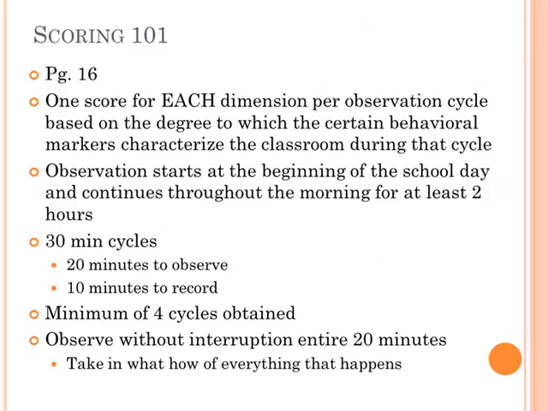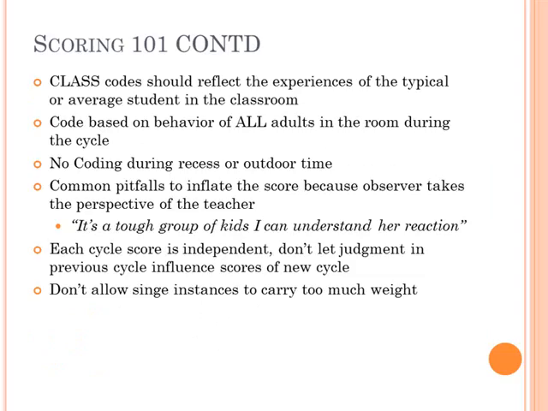Minimum of 4 cycles obtained. Okay? So again, you have to do it for a minimum of 2 hours. In other words, 4 cycles. Okay, let's see. Class code should reflect the experience of the typical or average student in the class.